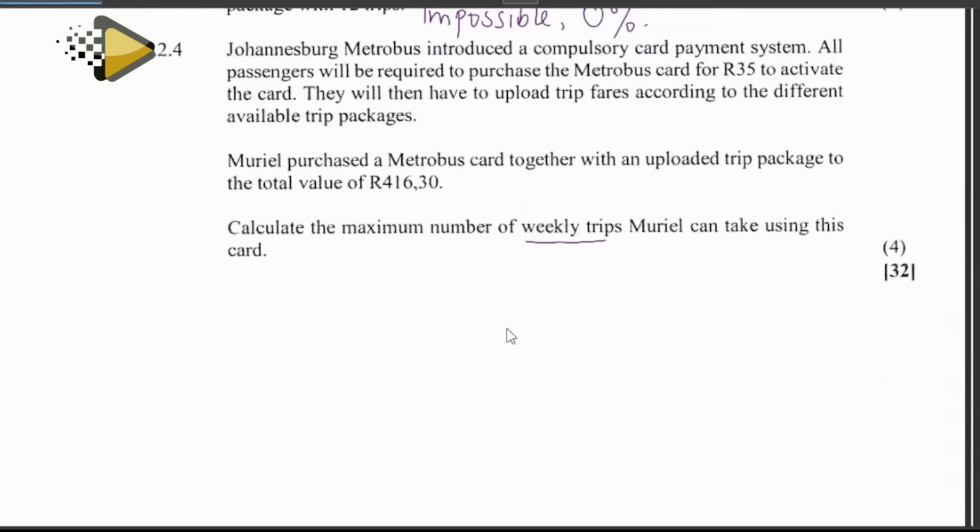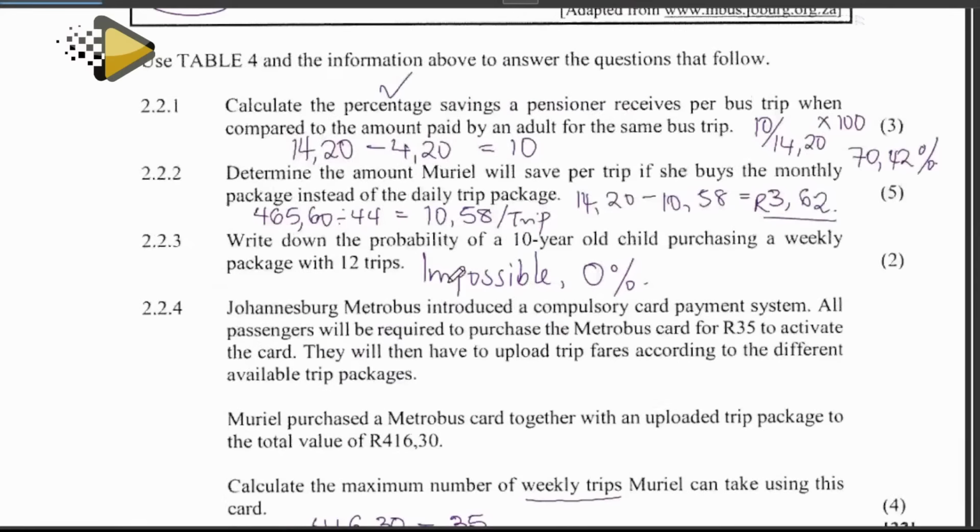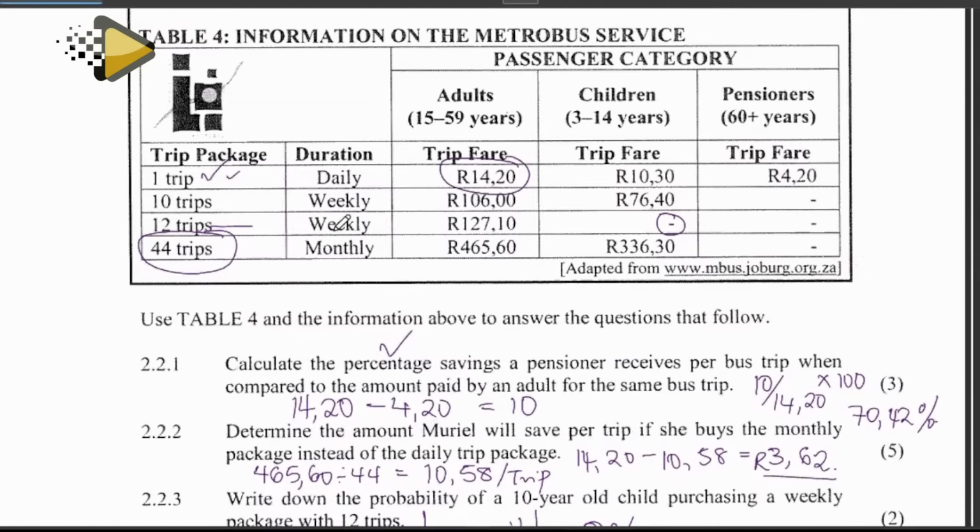Note that we are looking at weekly trips. First and foremost, get the money minus the 35 rands, because that is not part of the bus, but is to activate. So when you subtract that, we end up having 381,30 divided by. So we're going to divide. How much is a weekly trip? 12 weekly trips, 10 weekly trips.